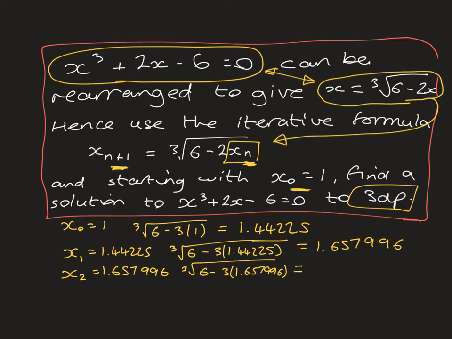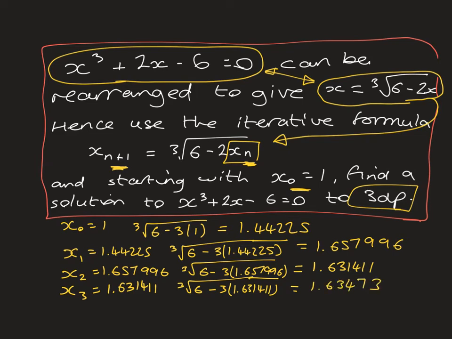And we keep doing this until the answers start repeating correct to 3 decimal places. So if I put that one in, we're getting 1.631411. So you can see how that's getting closer to each other. We've got the 1.6 that's the same, but we need 3 decimal places where they're the same. So I'm going to keep going. So x3 is 1.631411. Substitute that in to get the next one, and we get 1.63473. So can you see we're getting really, really close.